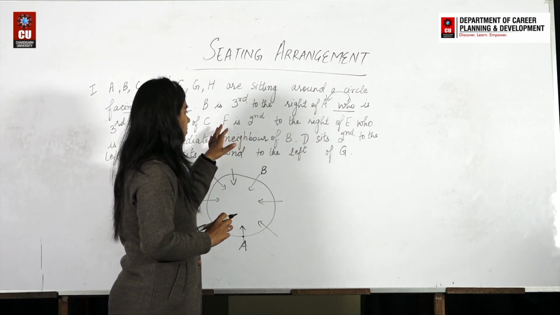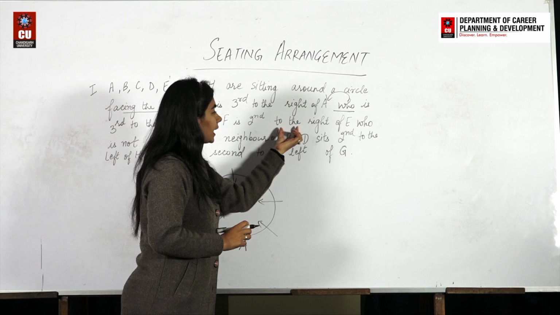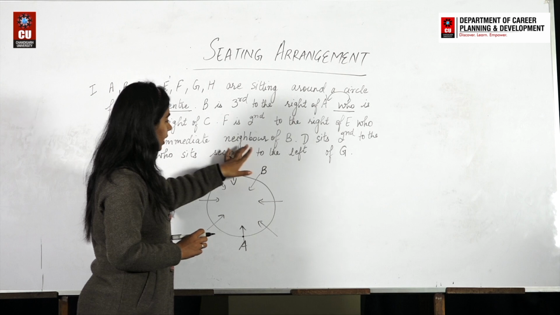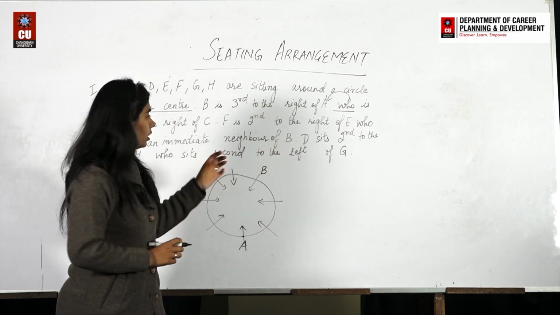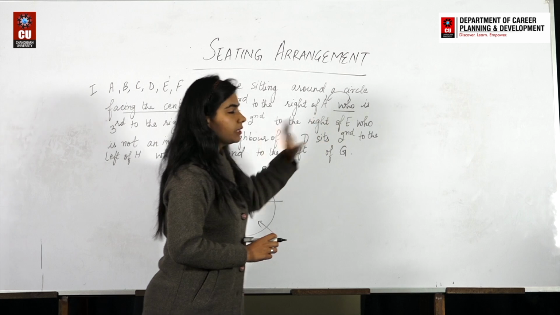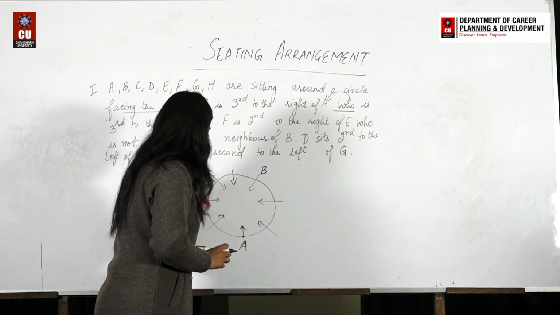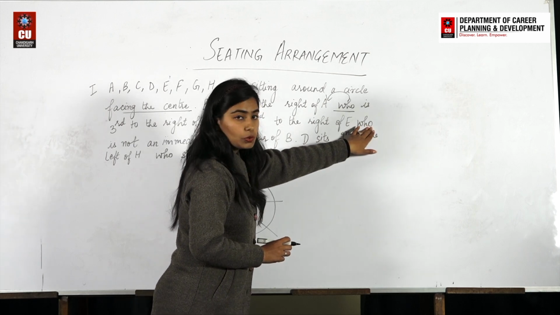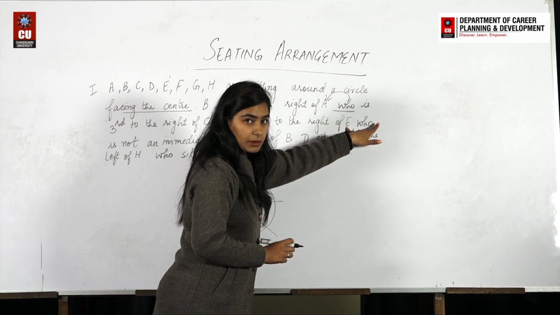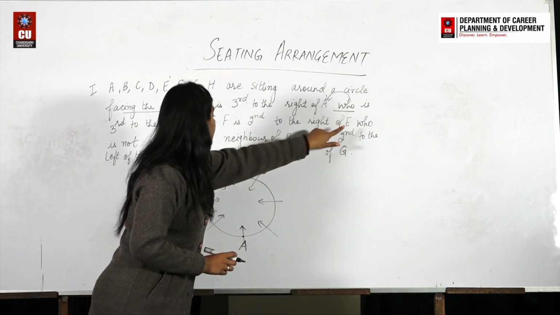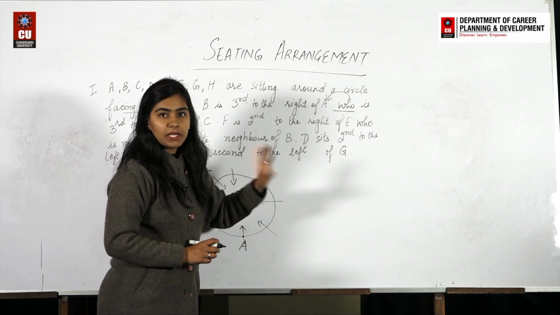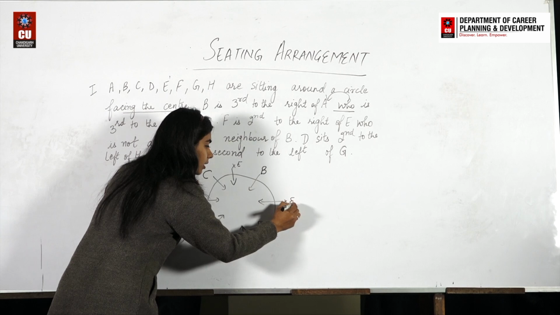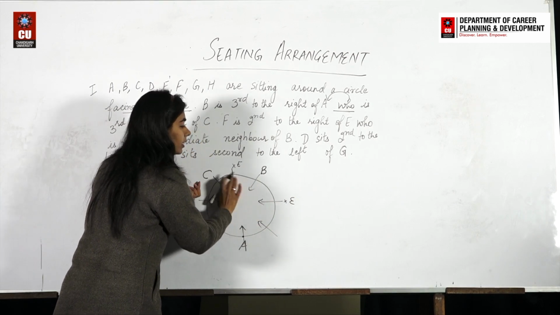Now the second statement, F is second to the right of E, who is not an immediate neighbor of B. Now we don't know about F and E. We only know about the three persons A, B and C. Second, the connector "who" is used only for the second person, which says E is not an immediate neighbor of B. Now E will not come here, nearby B.